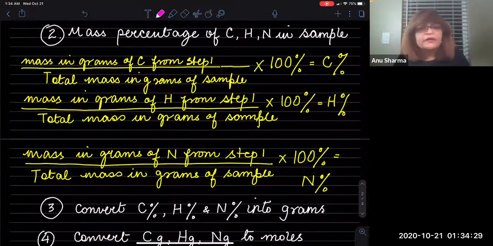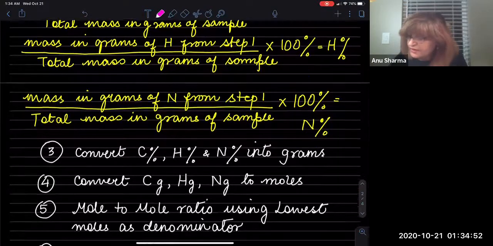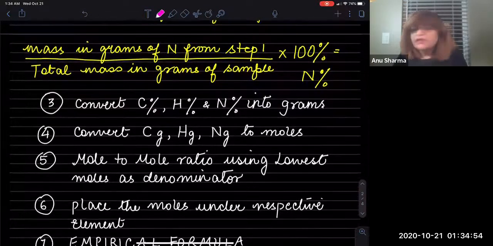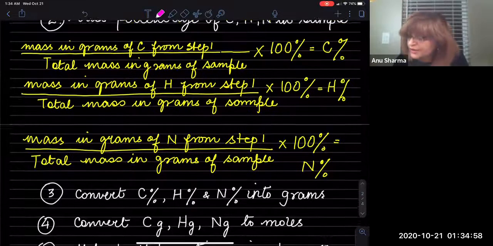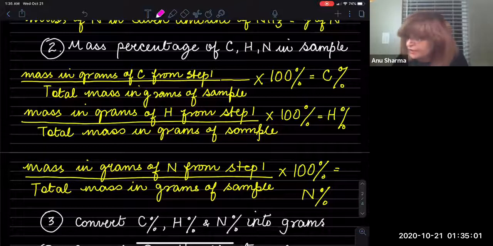Next, you're going to look at the percentage. It's a part to whole. The small part is the mass in grams of carbon over the total mass of the sample in grams, because the carbon is coming from the sample. Next is the mass of hydrogen that you obtain over the mass of the sample in grams, and then comes the mass of nitrogen over the mass of the sample in grams. All of these three are multiplied by 100 and you get your percentage.